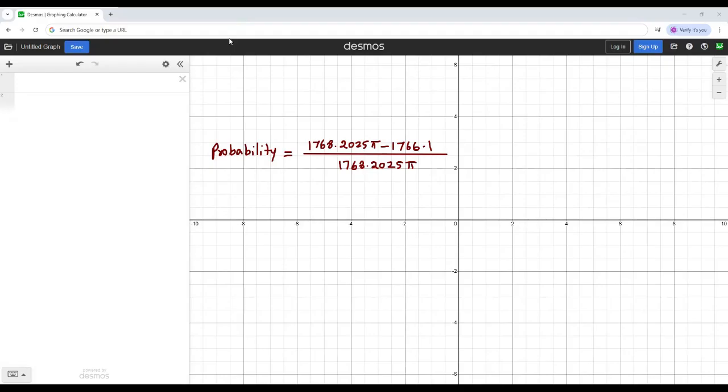Let's go to Desmos. Here we have Desmos graphing calculator. Now let's evaluate the value of this expression. Let me give this expression as input over here. That is 1768.2025 pi negative 1766.1 divided by 1768.2025 pi. Here I got the value of the expression, that is 0.682068. It keeps going. According to the instruction, this value has to be rounded to the nearest thousandth. When I round this value, I am getting 0.682. Therefore, the required probability is about 0.682.